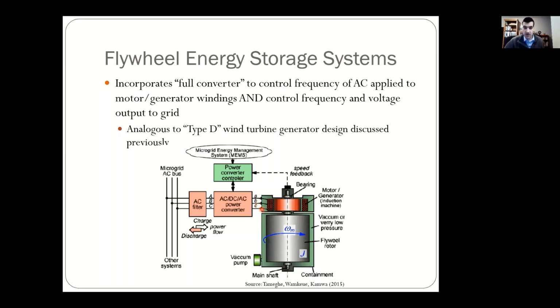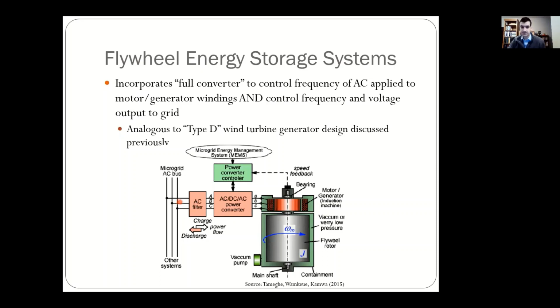And we want to produce over here nice, clean, perfect 60 hertz AC. So the way to do that is to use a full converter. All of the power output from this generator goes into the converter. It gets rectified into DC, like it says right here, and then it gets inverted into nice, clean 60 hertz, or 50 hertz if you're in other parts of the world. But in North America, 60 hertz AC electricity, and then through a filter, and then goes on to the electric grid.